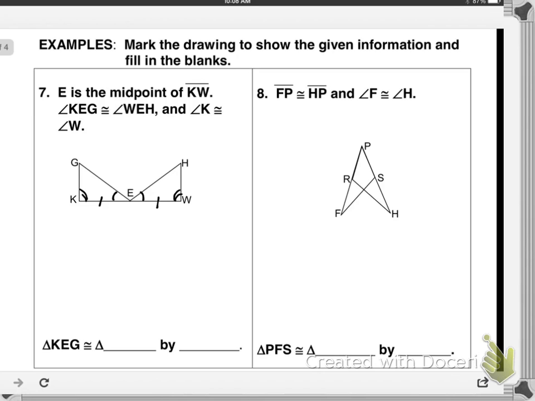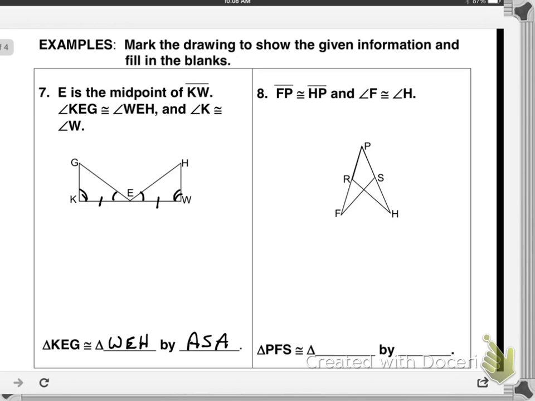So triangle KEG is congruent to triangle WEH. Again, match the corresponding angles by angle, side, angle. Let's look at what we have in 8. FP is congruent to HP.